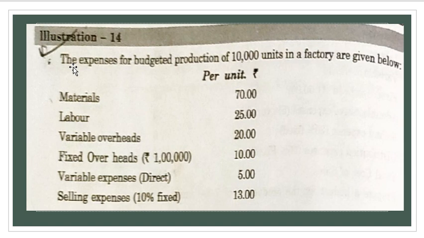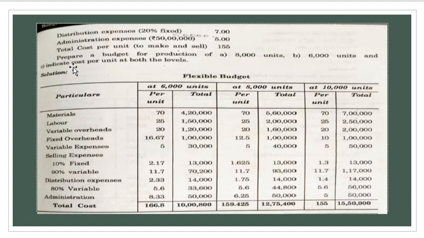Variable expenses, which is direct, is 5. And for selling expenses, 10% is fixed. So if 10% is fixed, what is the balance? 90% would be variable. And distribution expenses, 20% is fixed. So if 20% is fixed, 100 minus 20, 80% will be variable, which is cost per unit for distribution expenses is 7. Administration expenses, it is 50,000, not 50 lakh. So 50,000 is the amount.